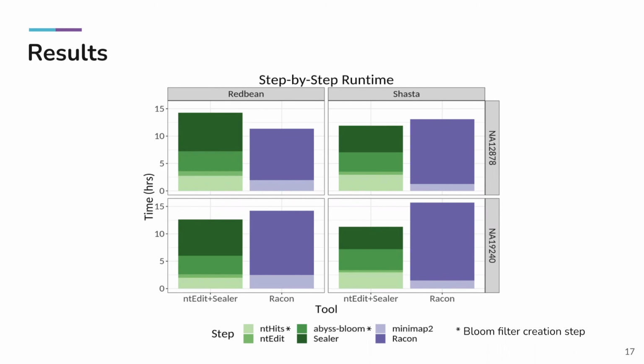Here is a step-by-step breakdown of the runtime for each tool. Sealer is the most time-consuming step for the presented protocol, but all steps take significantly less time to complete than RACON. ntHits and ABySS-Bloom are the Bloom filter creation steps for ntEdit and Sealer respectively, and this is a redundant step that will be consolidated in the future, further speeding up the protocol.